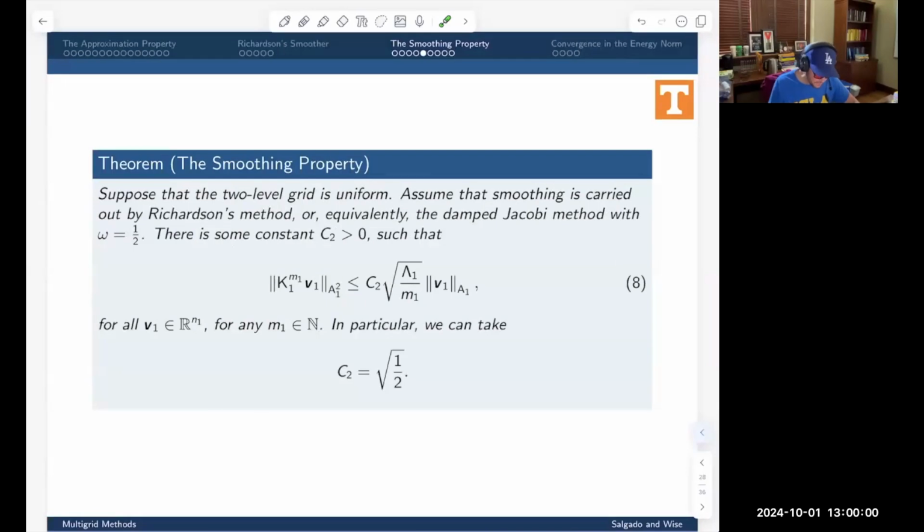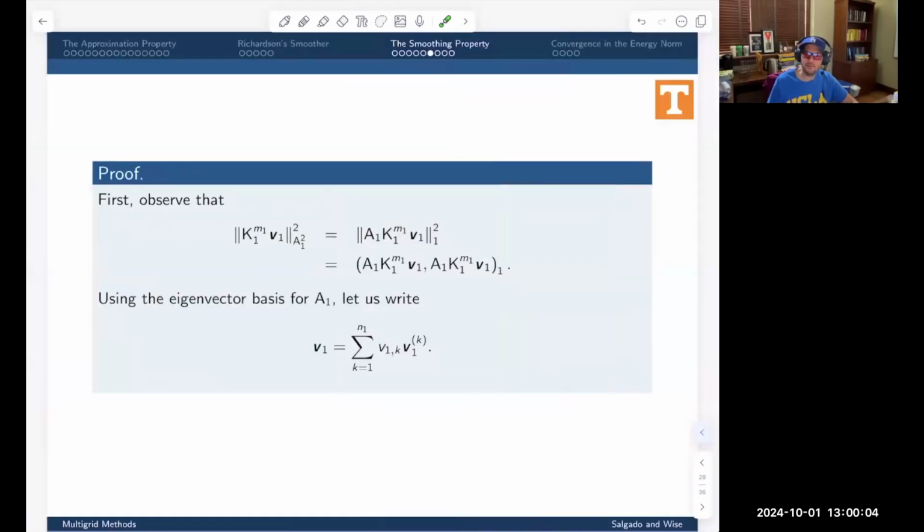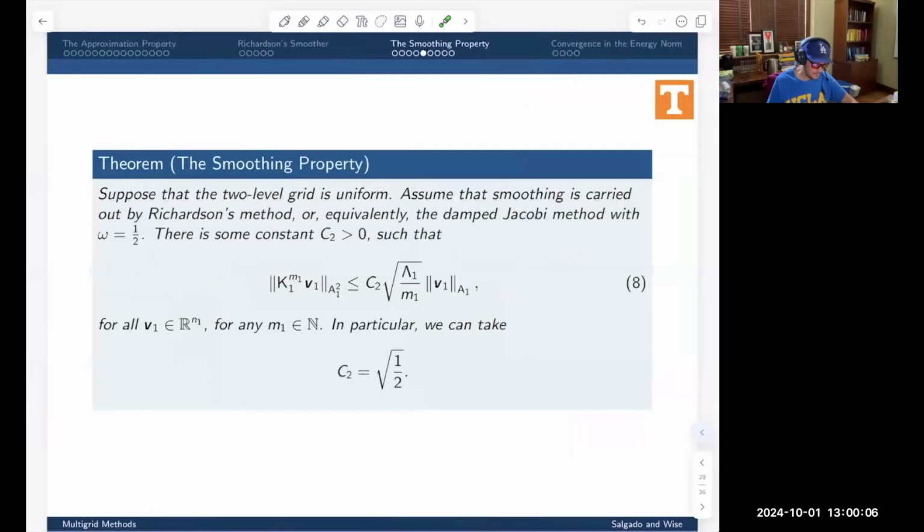Now, the next result that we wanted to prove, I don't think we got to this result yet. Is that correct? Did we do this smoothing property theorem? Okay, that's what I recall as well. I think I just got to the statement of it, but now we want to actually prove it.